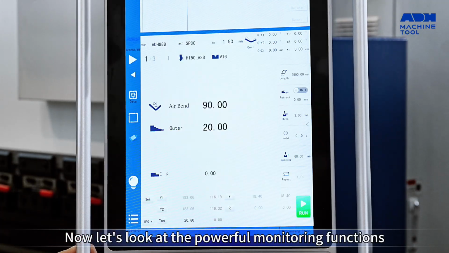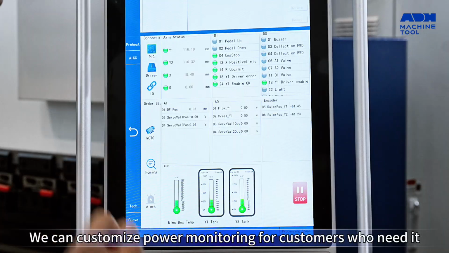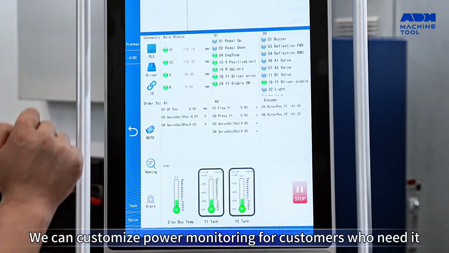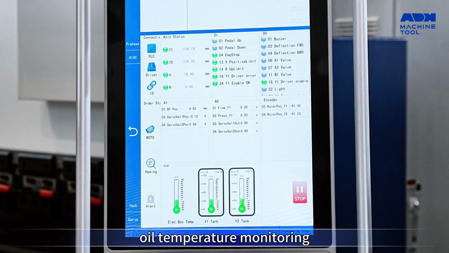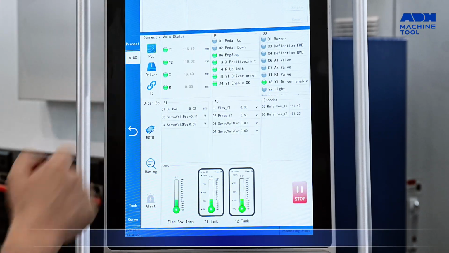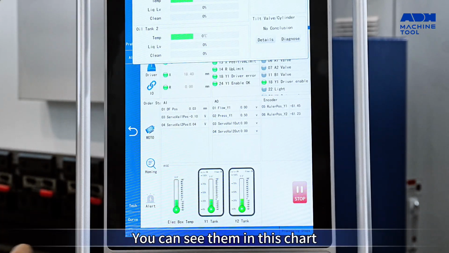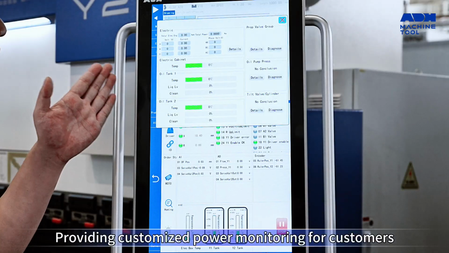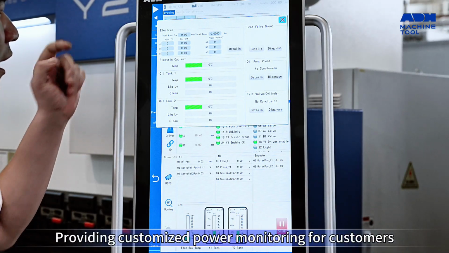Now let's look at the powerful monitoring functions. We can customize power monitoring for customers who need it, oil temperature monitoring, and electrical cabinet temperature monitoring. You can see them in this chart, providing customized power monitoring for customers.